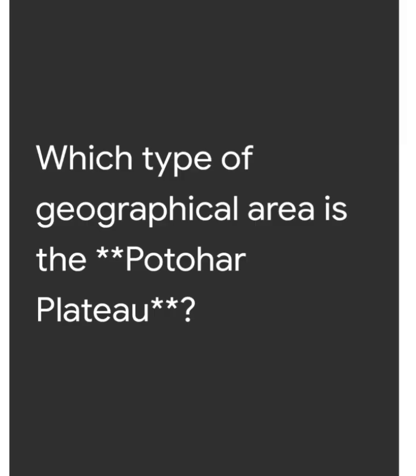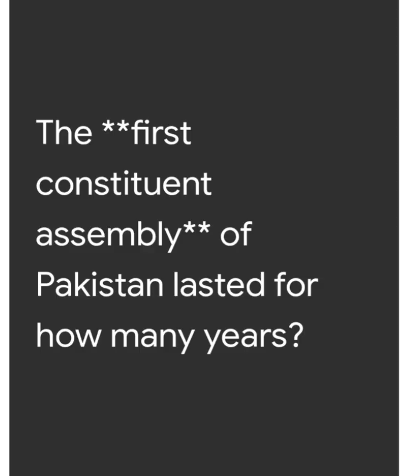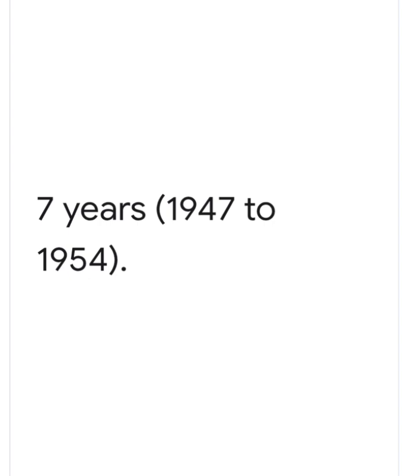Next question. Which type of geographical area is the Potohar Plateau? Its answer is upland or plateau area. The first Constituent Assembly of Pakistan lasted for how many years? Its answer is 7 years, 1947 to 1954.